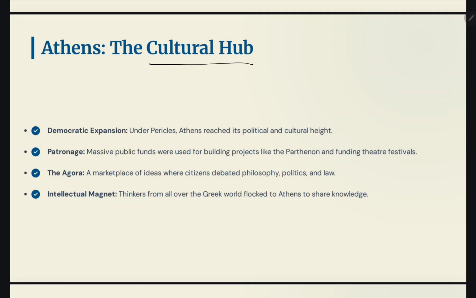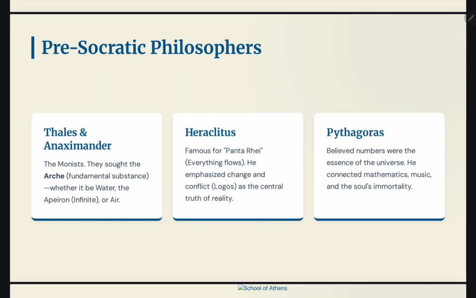Democratic expansion. Under Pericles, Athens reached its political and cultural height. Patronage. Massive public funds were used for building projects like the Parthenon and funding theatre festivals. The Agora, a marketplace of ideas where citizens debated philosophy, politics, and law. Intellectual magnet. Thinkers from all over the Greek world flocked to Athens to share knowledge.